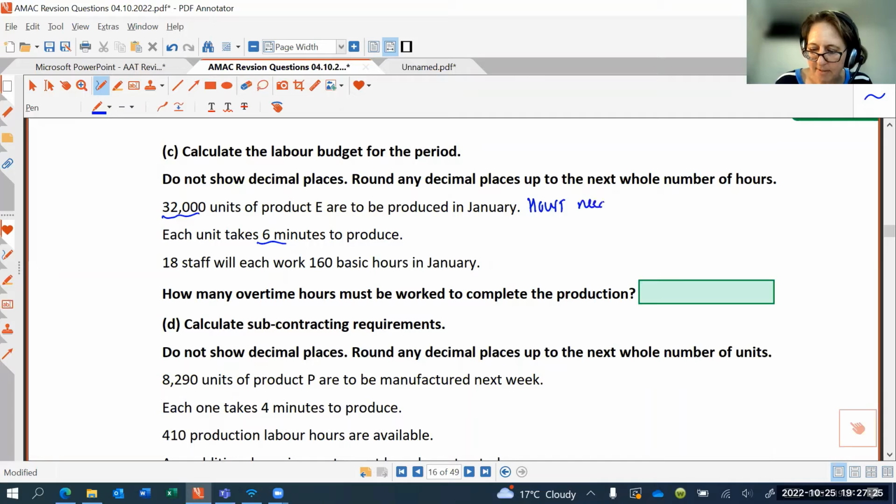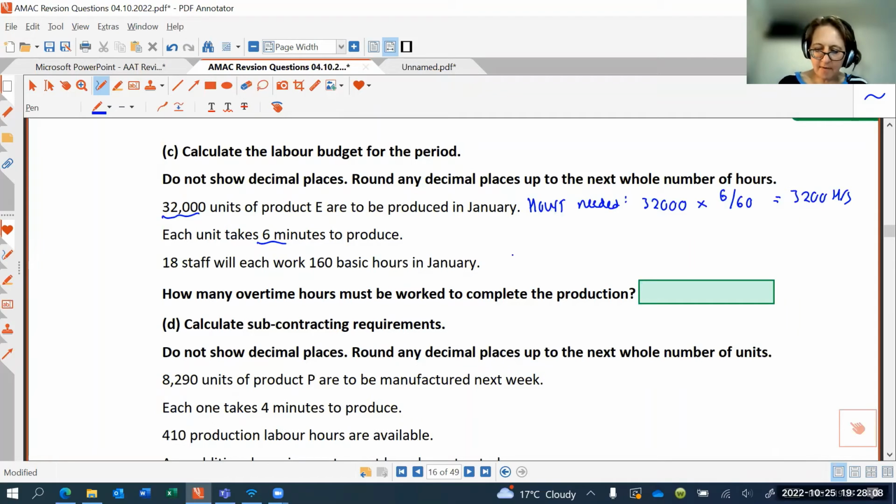So let's start with the hours that are actually needed. The answer we're looking for is how many overtime hours. So let's see how many hours in total are needed to do the job. So 32,000 units, each taking 6 minutes. If I just multiply that by 6, I get the number of minutes that are needed. I think I'd prefer to keep this in hours. So I'll times it by 6 to turn it into minutes, and then I'll divide by 60 to get it back into hours. Don't really want to be dealing with minutes if I can avoid it. So 3,200 hours are needed to satisfy my production demand.